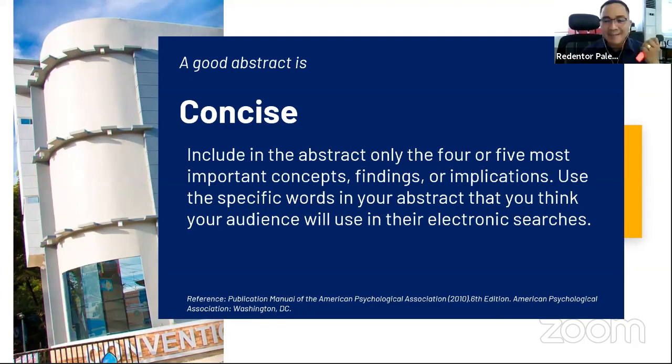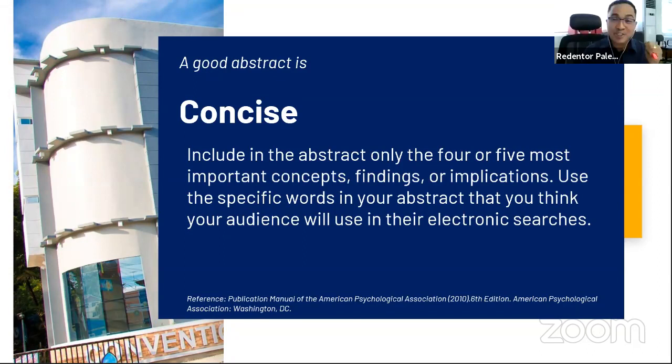Then use the specific words in your abstract that you think your audience will use in their electronic searches. This is what I had mentioned a while ago when I discussed accuracy. Why? Because they will be using keywords in their search engines. When they see the keyword, they go straight to the search engines to search. Okay, so that's it.